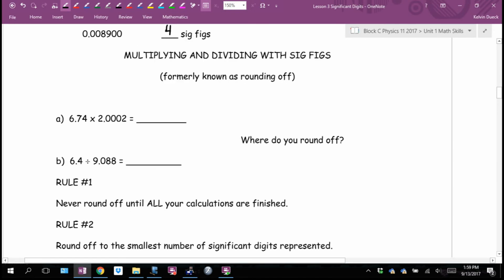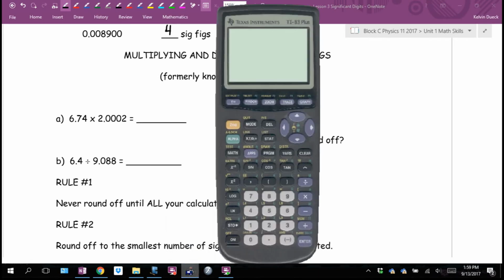The first thing you do is you don't do any rounding off before you go to your calculator. So get your calculators out, and we're going to type in 6.74 times 2.0002 and hit equals. Don't round off ahead of time. And you should all have 13.481348, and I think it stops there. I don't think it's a repeating decimal or anything. Y'all got that? Okay.